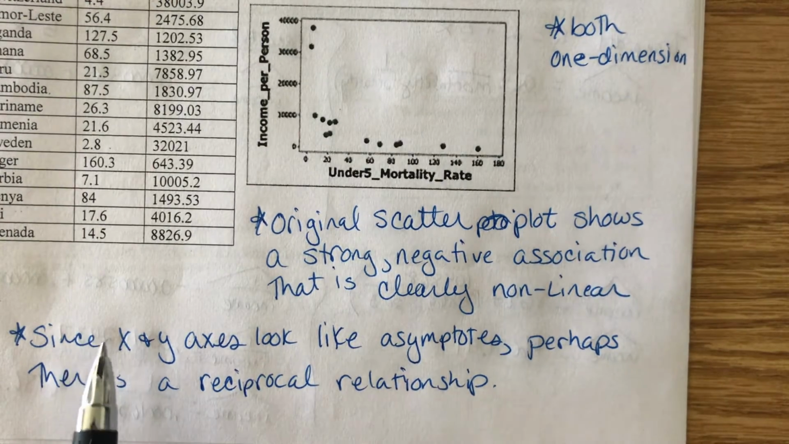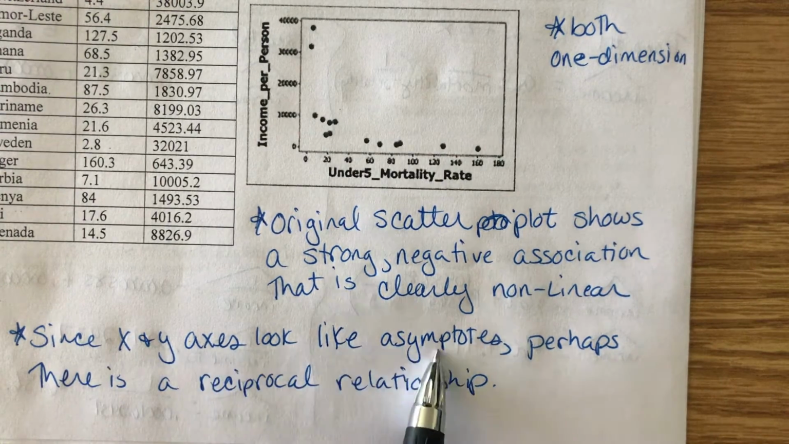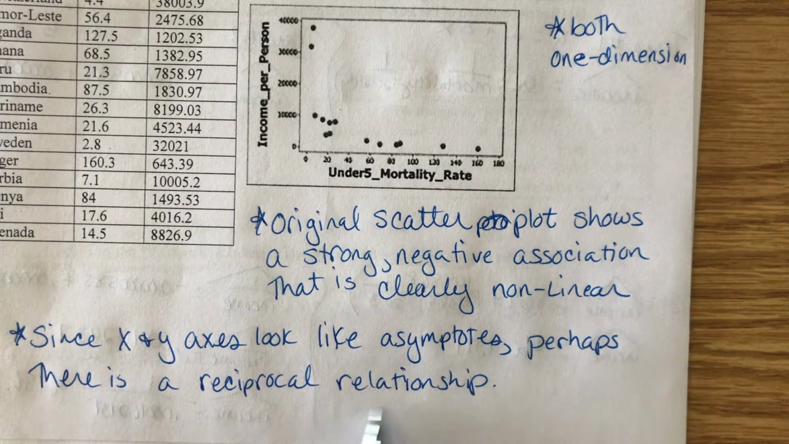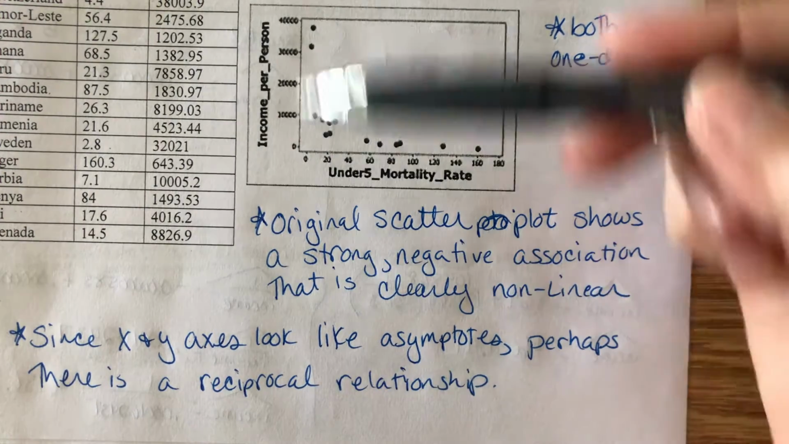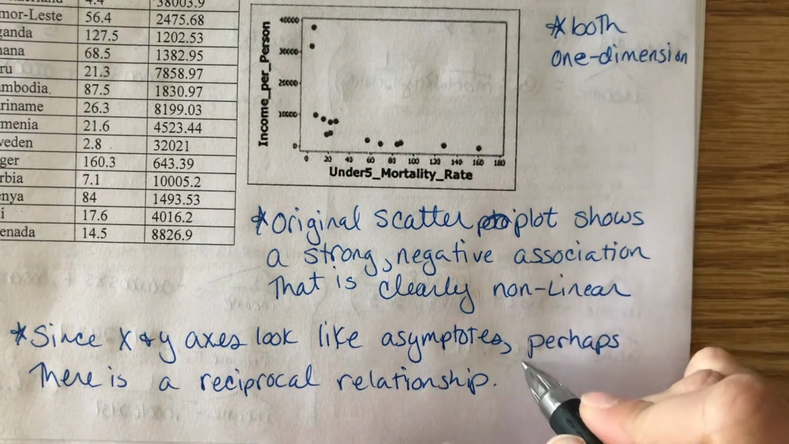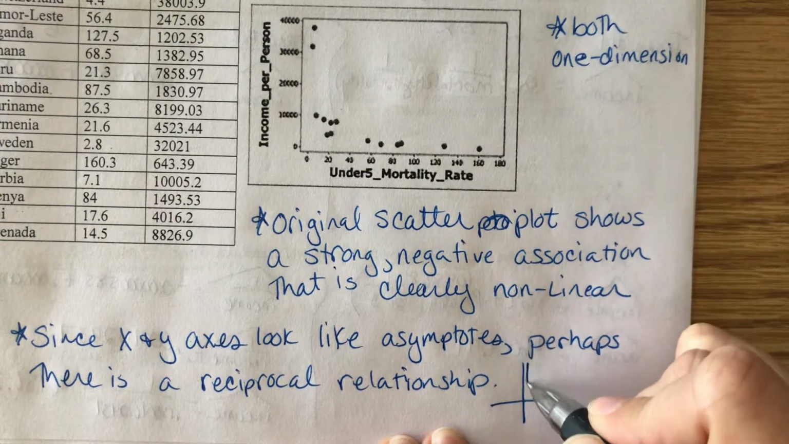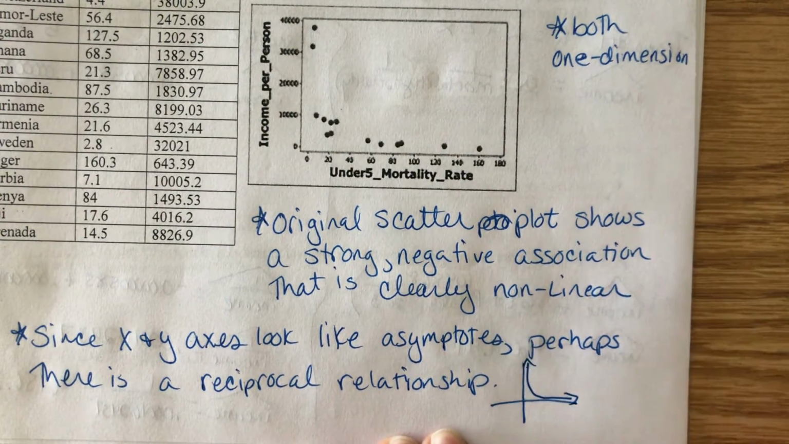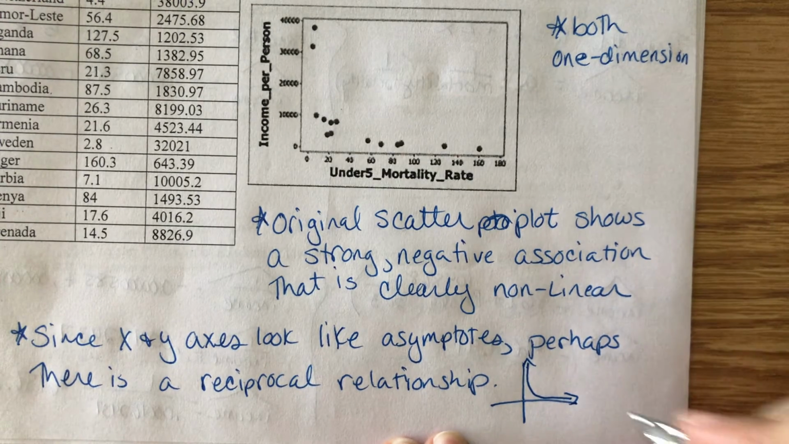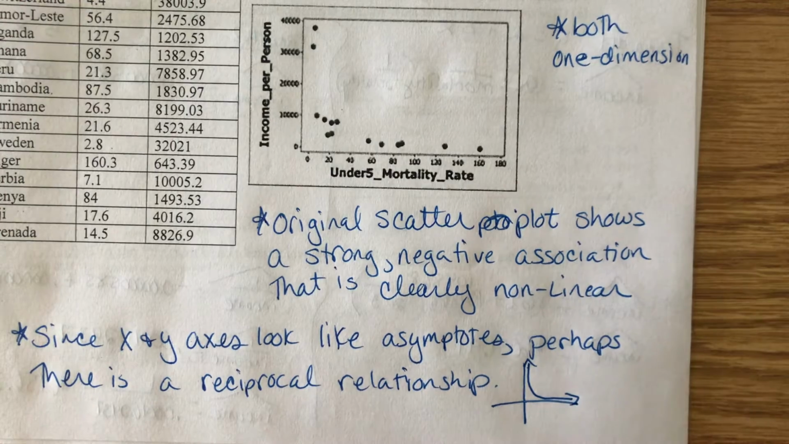And I made a note that since our X and Y axes are looking like asymptotes, then perhaps there's a reciprocal relationship, okay? Because if you have both of these, right, if your axis was here and you had this curve, then we might be having a 1 over X or 1 over Y scenario that could explain how this data set would work together, or how we could achieve linearity.